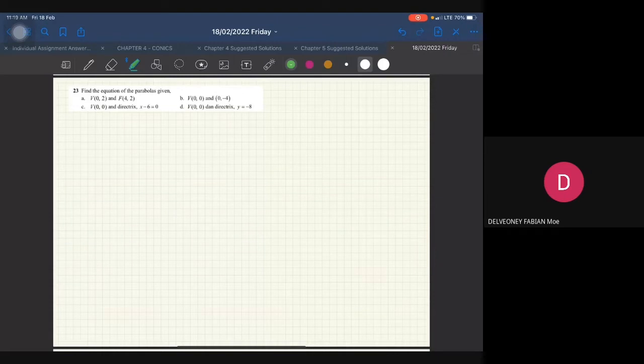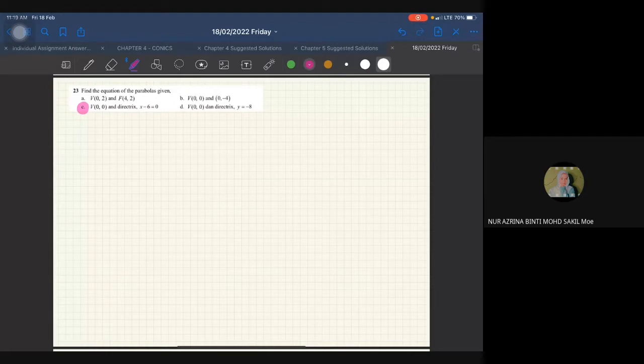Oh, tak ada soalan kan? Maksudnya semua senang? 23C. 23C is this one. Find the equation of the parabola given. Okay, so jom kita tengok dulu soalan 23C. Okay, so sementara tu awak boleh fikir dan bilik-bilik mana soalan yang awak ada masalah. Okay, and then kita boleh discuss terus sama-sama.